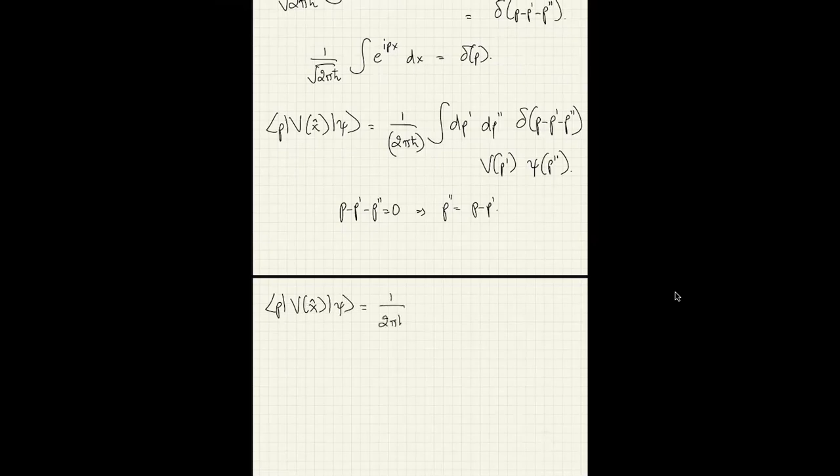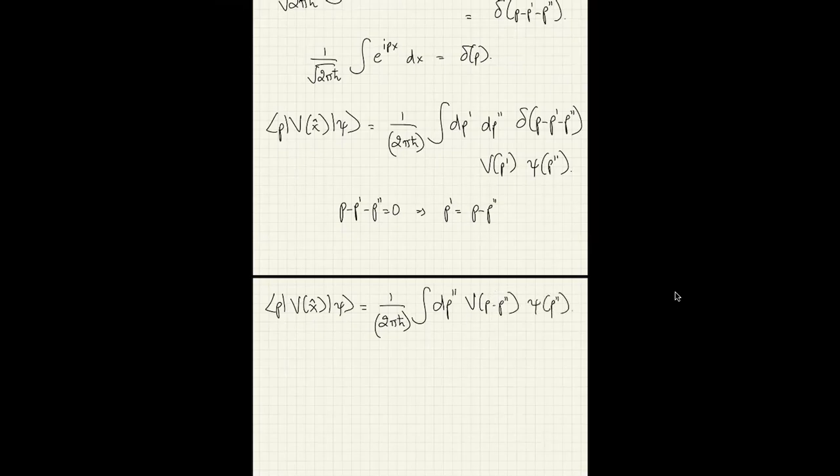as 1 over 2 pi h bar integral dp prime v of p prime, or rather I will do the integration over p prime and leave p double prime, because that is the more commonly employed way of doing it. So this forces p prime to be equal to p minus p double prime. Okay, so if I do the integration over p prime, p double prime remains. So this is v of p minus p double prime, psi of p double prime.